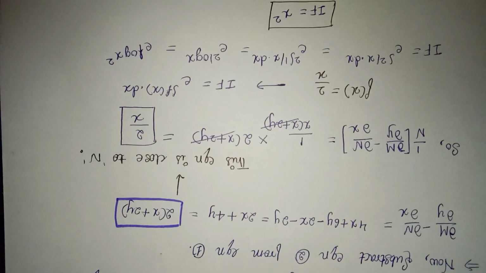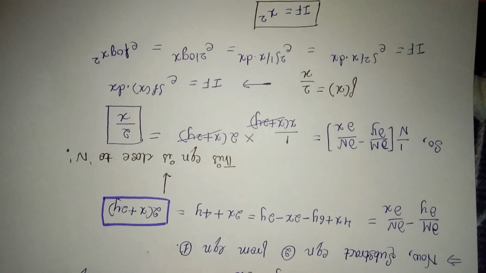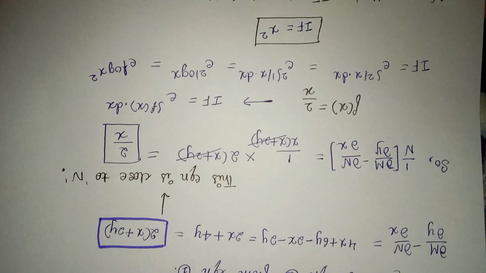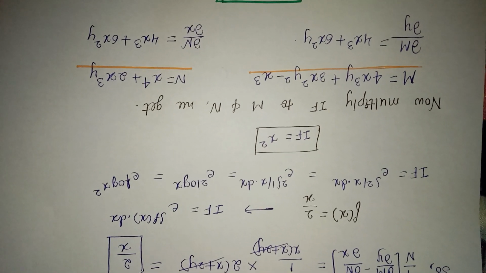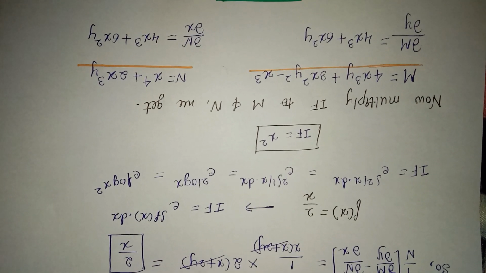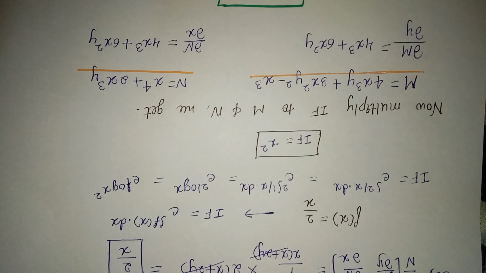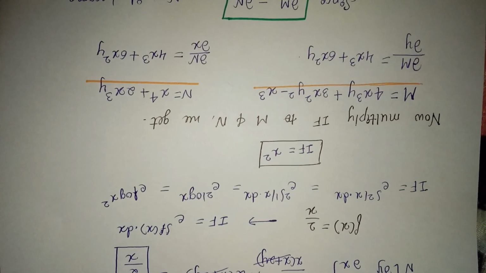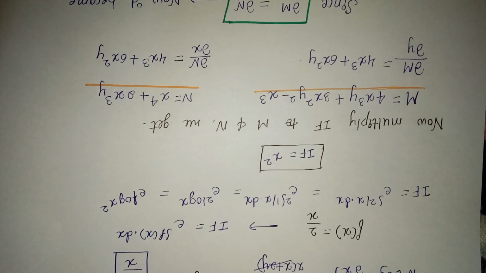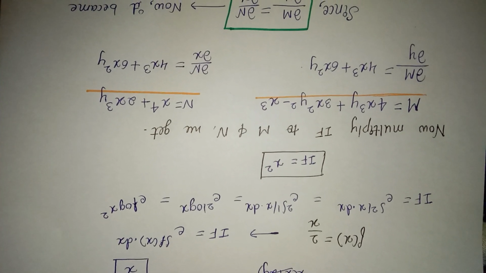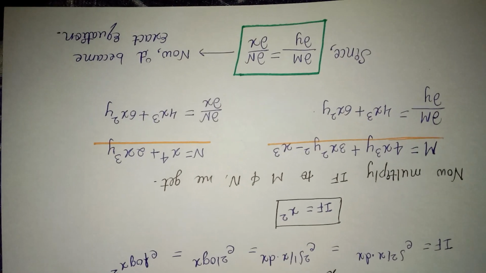So the integrating factor is e raised to the power of the integration of f of x dx, which is e to the power of the integration of 2/x dx. The 2 we take outside. The integration of 1/x is log x. So the 2 goes to the power of x, and it becomes e to the power of log x square. Now the integrating factor is x square. Since we got the integrating factor, we multiply it with the M and N values from before. Now we get the new values of M and N.